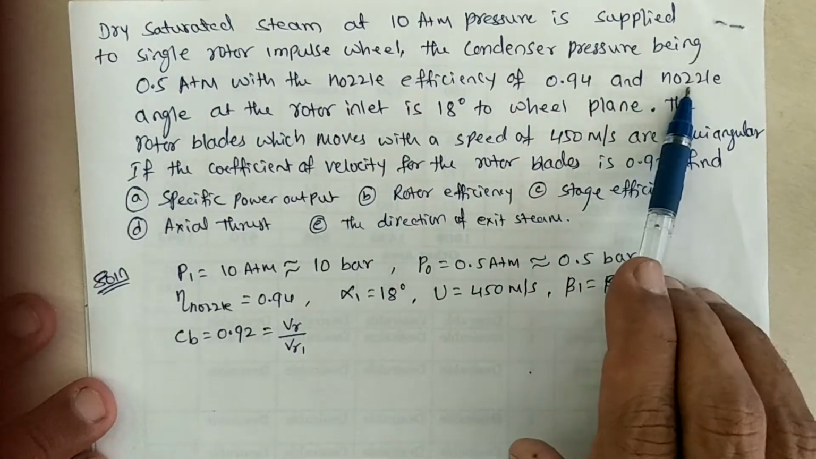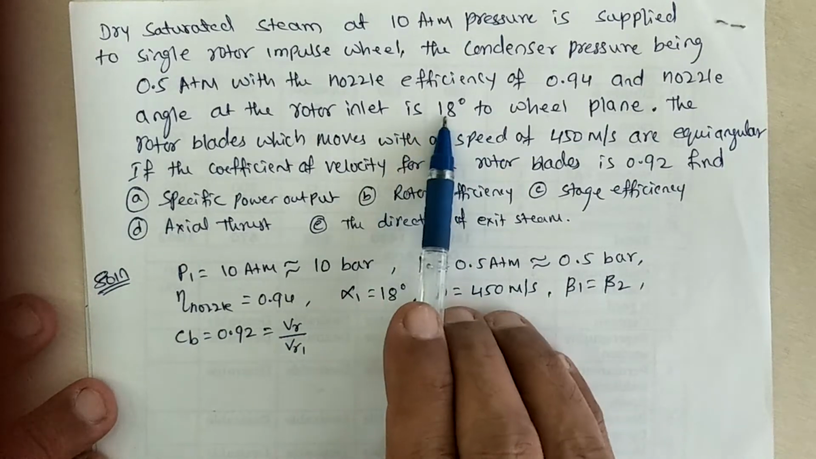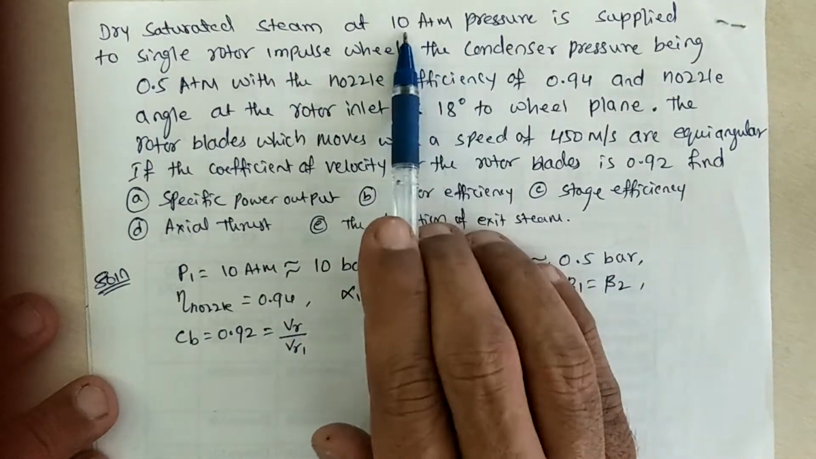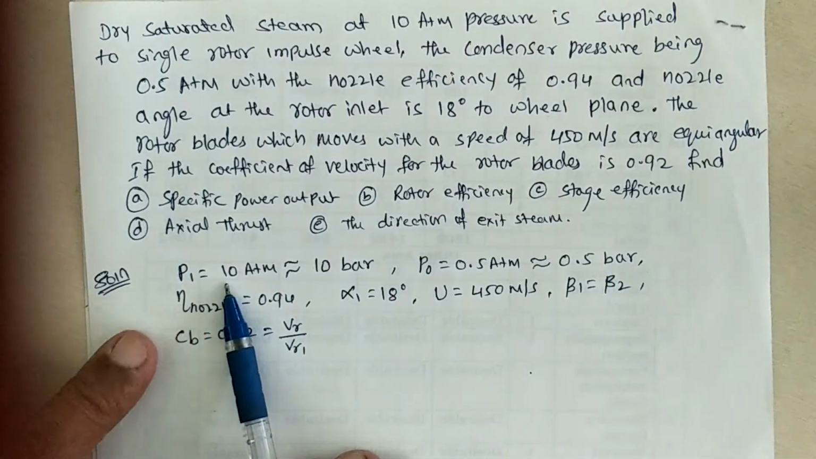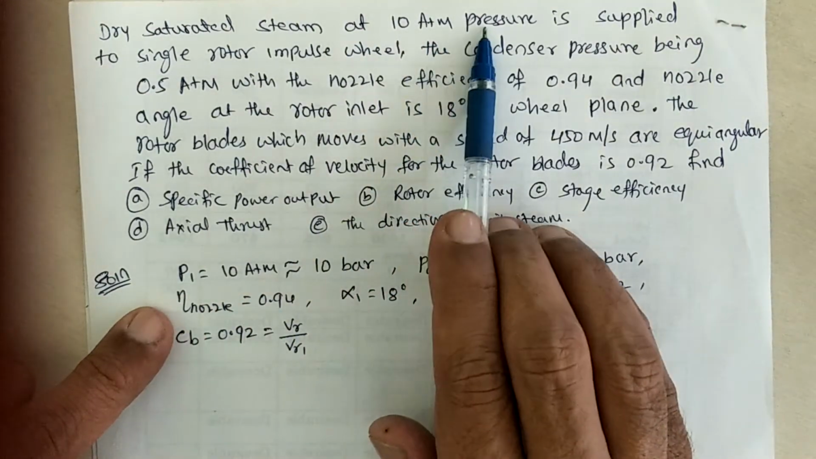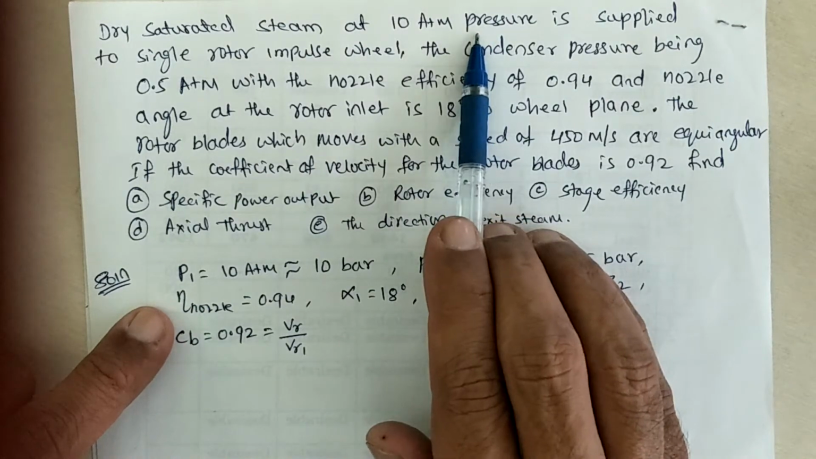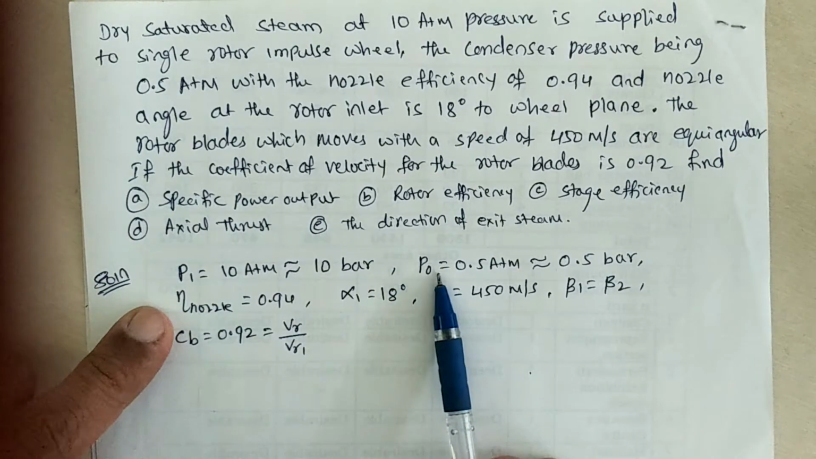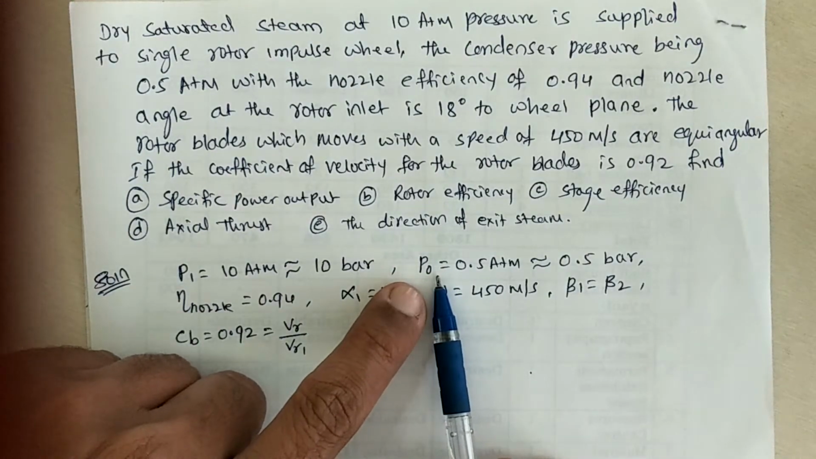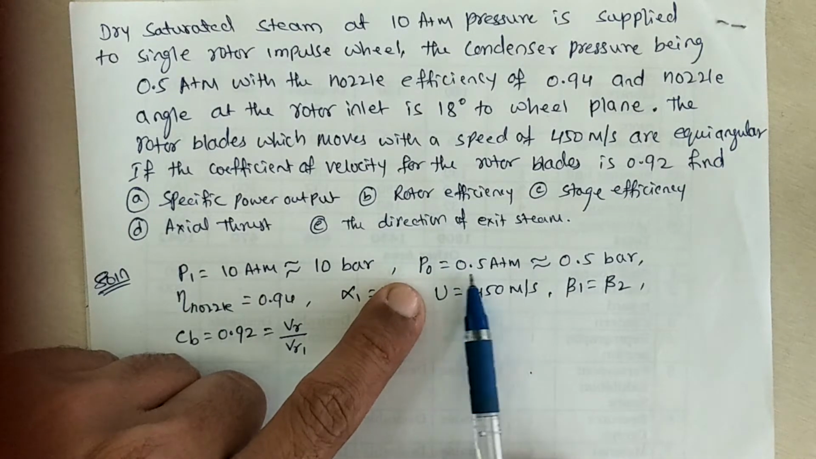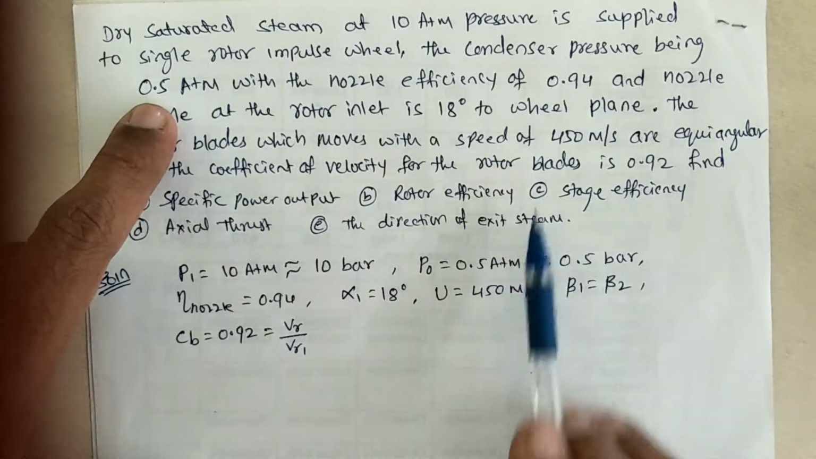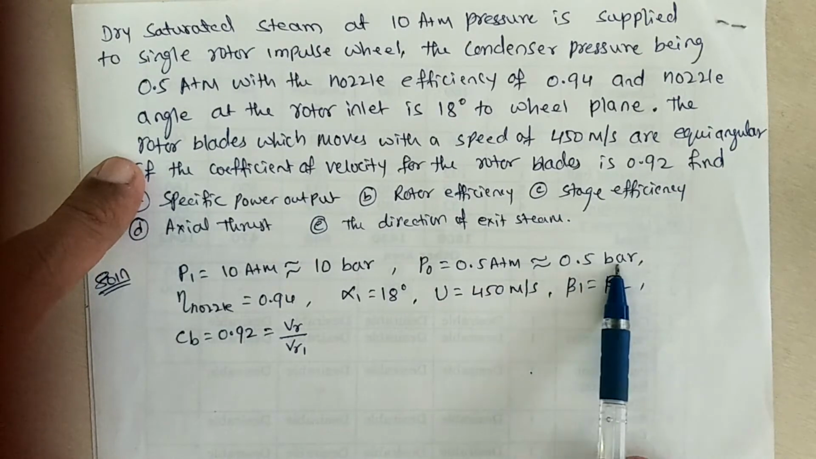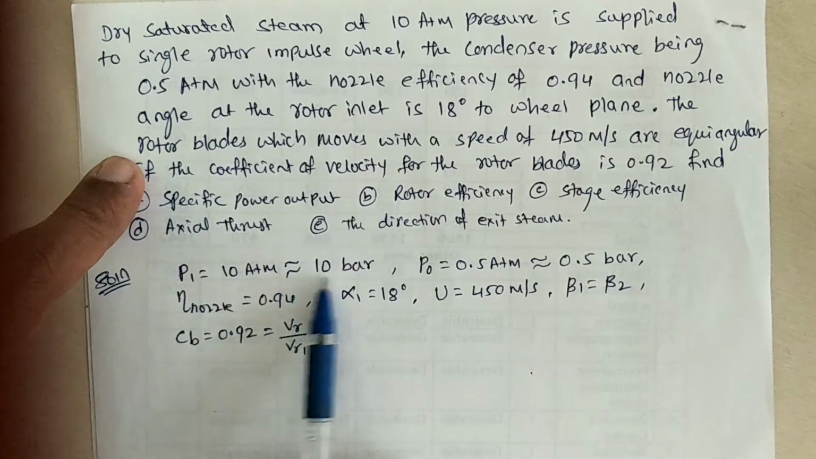So the nozzle angle at rotor inlet is 18 degree, that is alpha 1. Here 10 atmospheric pressure is P1, as you can see. This is the condition of the steam which is entering the turbine. Then the condenser pressure being 0.5 atmosphere, I am representing it by P naught, P suffix naught, and the condenser pressure is 0.5 atmosphere.